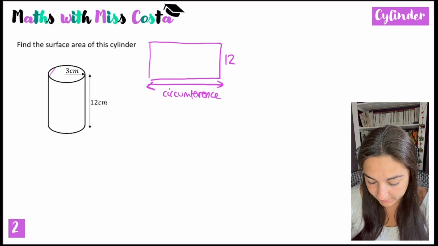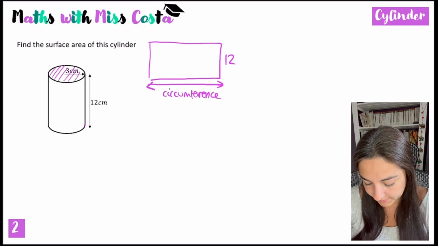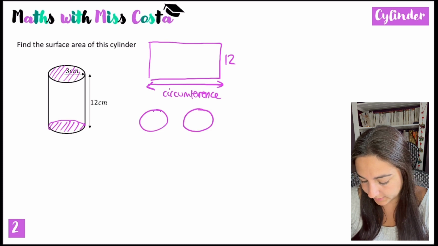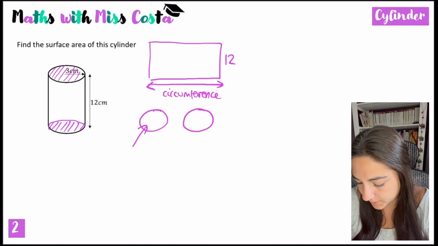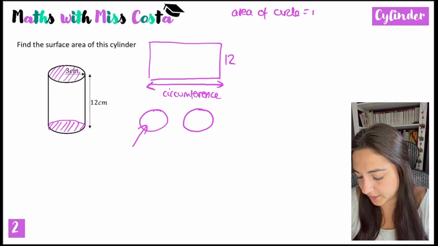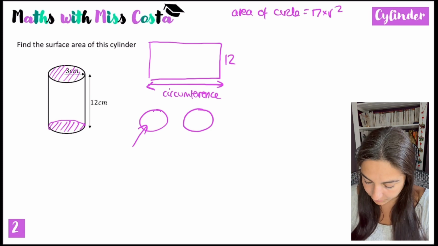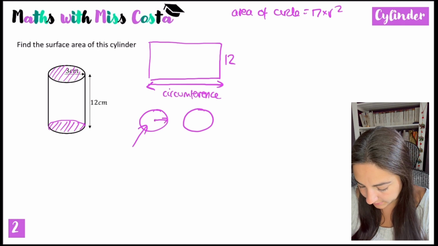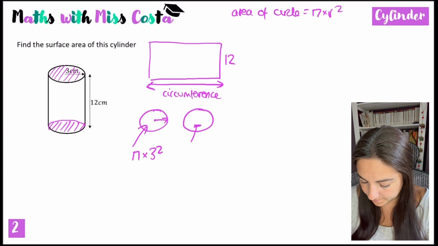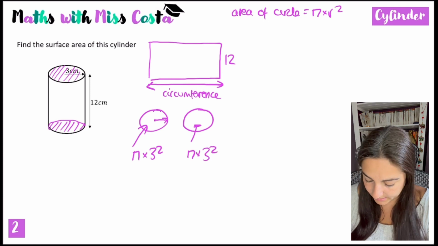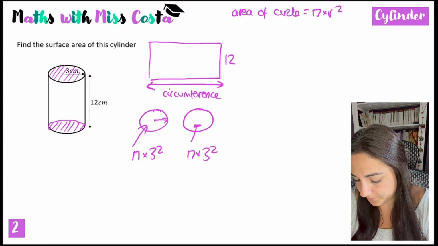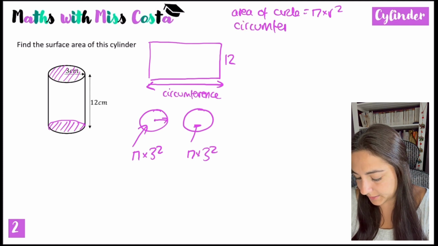And then of course its area, so you've got this little circle bit here and this little circle bit here, so you've got those two. And how do you work out the area of a circle? Area of a circle is pi times radius squared. So what's the radius here? It's 3, so the area of the circle would be pi times 3 squared. Same over here, pi times 3 squared. What would the circumference be? Well, circumference is pi times diameter.